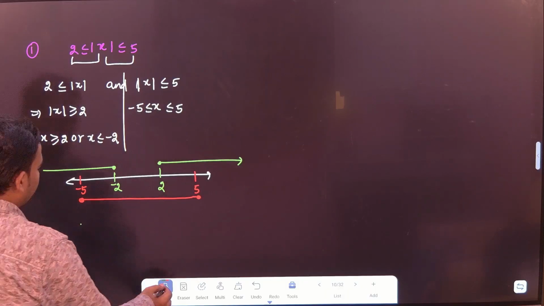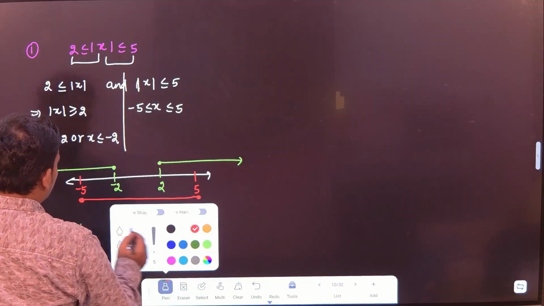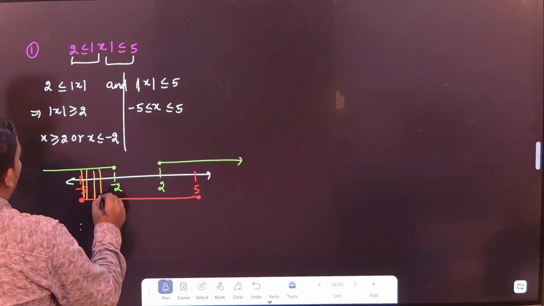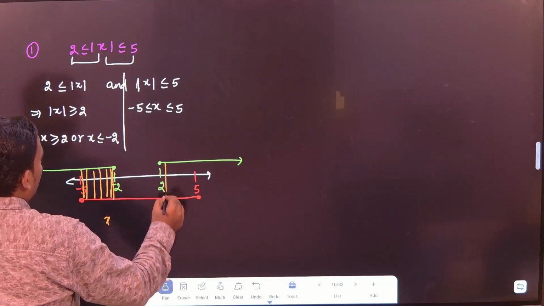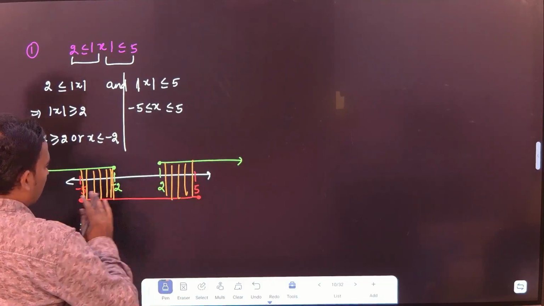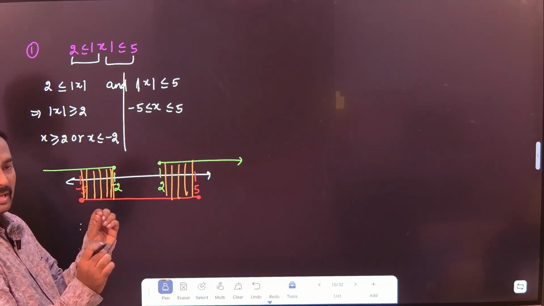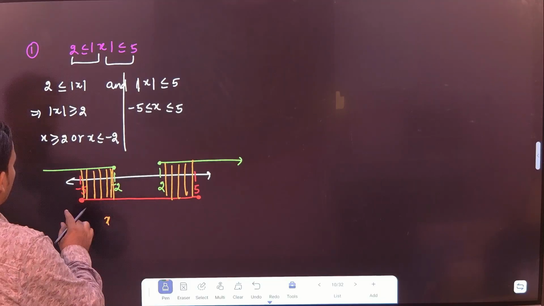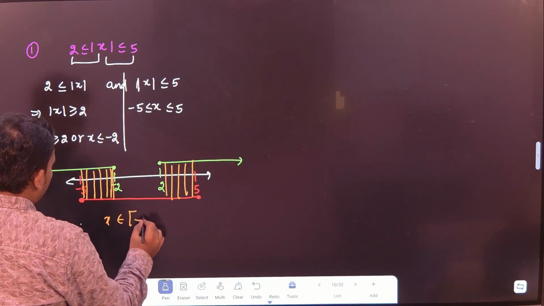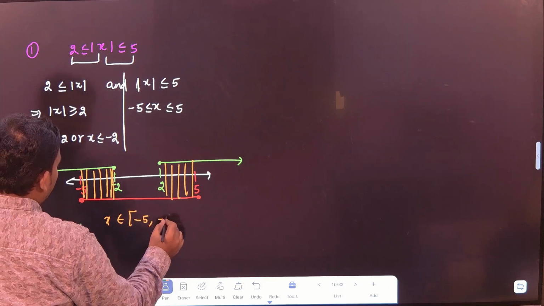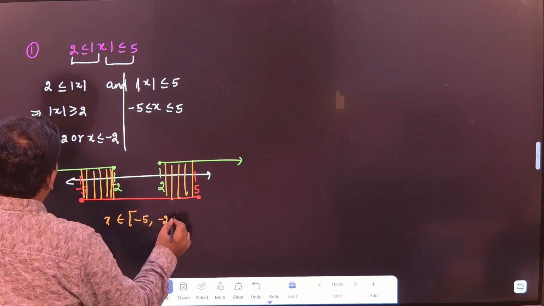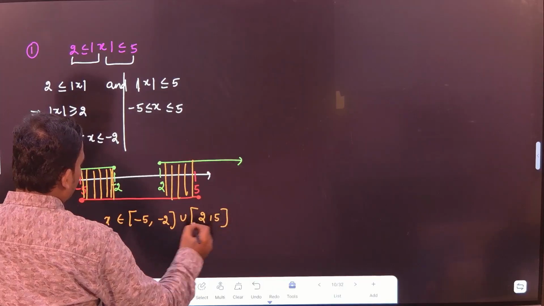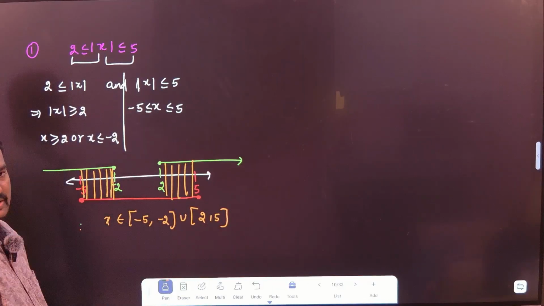So which is the common solution of these two solution sets? You can see the solution set will be this one. Minus 5, both included. Not this one and this one, right? This is the common, the green color and the red color. Minus 5 to minus 2, minus 2 is included, union 2 to 5. This is your solution set.